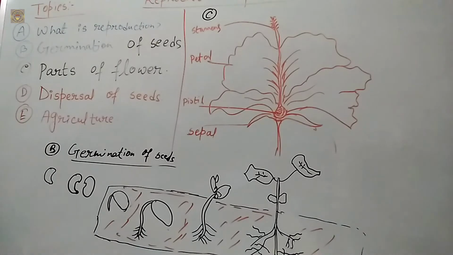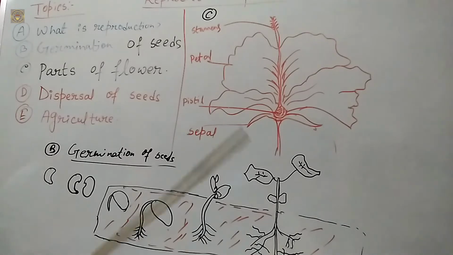So that means without seed, plants can grow from their roots, stems, etc. Suppose a stem cutting is planted into soil, you can see after some time the cutting growing into a new plant, like a cutting of sugarcane plant growing into a new plant. So you can understand what is reproduction.